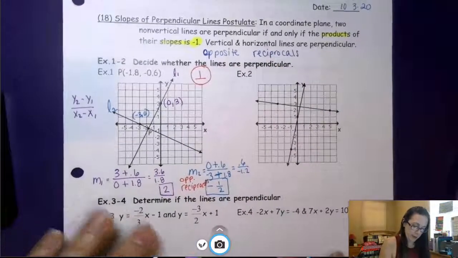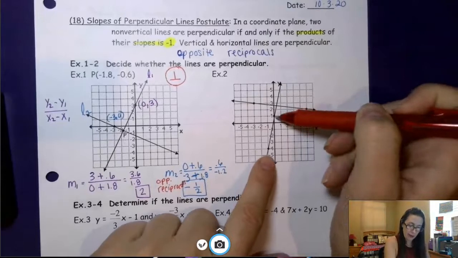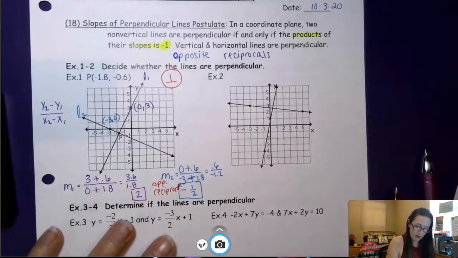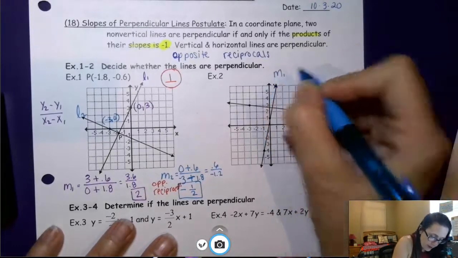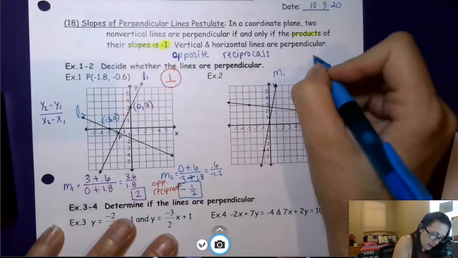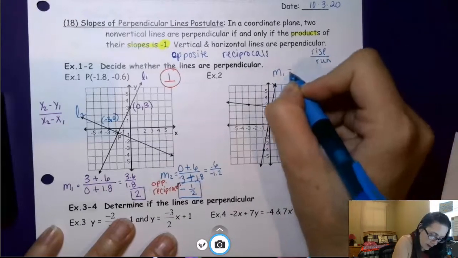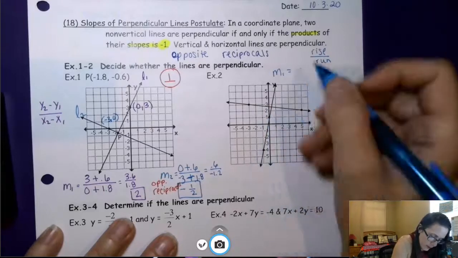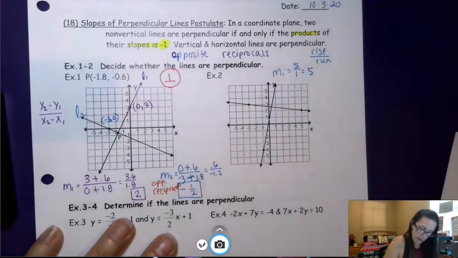I'm going to check this one over here. Now this one, I don't really have to calculate slope because I can see two distinct points. If I can see the two distinct points, I'll just count them. So I'm going to count the slope of this line, rise over run. Remember, slope is also rise over run. I'm going to count 1, 2, 3, 4, 5 over 1. So that is a slope of 5.